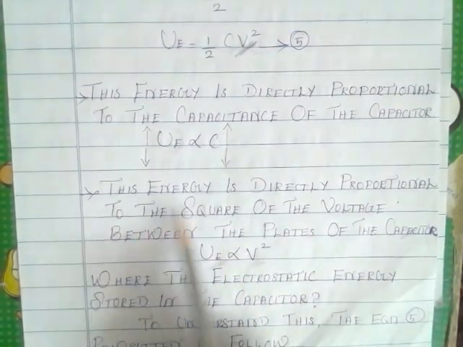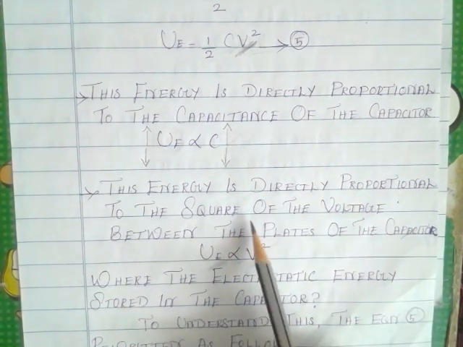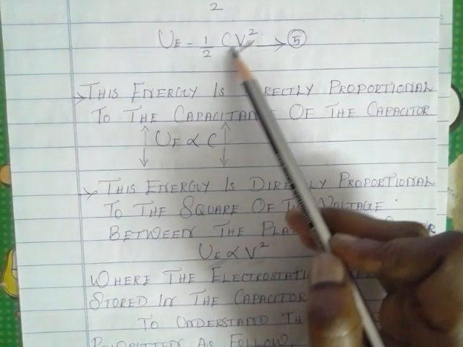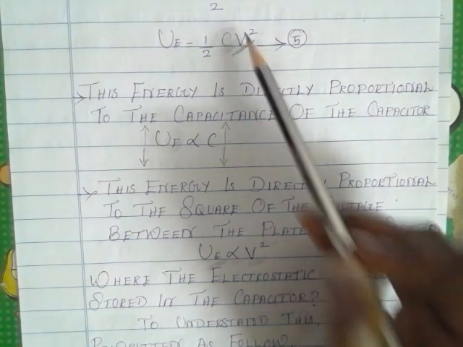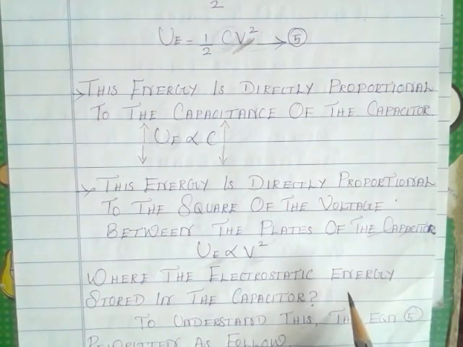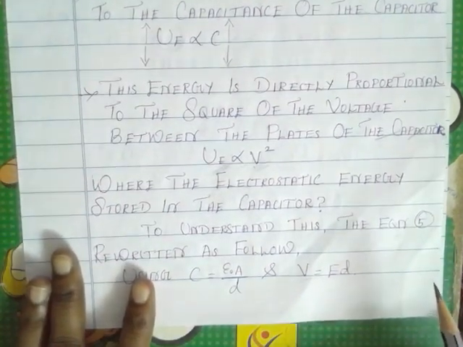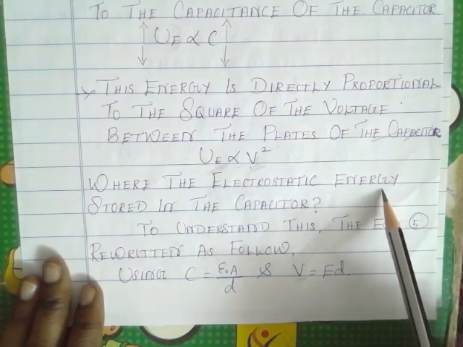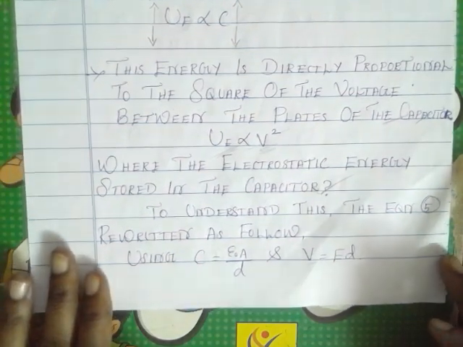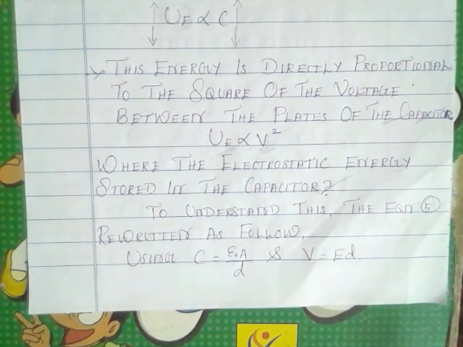And also this energy is directly proportional to the square of the potential difference between the plates of the capacitor, when the capacitance of that capacitor is constant. That is why U is directly proportional to V square, where the electrostatic energy is stored in the capacitor. We got the expression for the electrostatic potential energy which is stored in the capacitor.